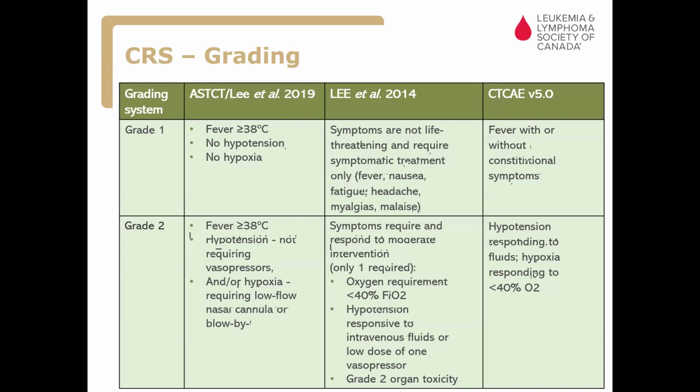Going to our next CRS grade, grade 2 includes a fever or a temperature of equal to or greater than 38 degrees Celsius, as well as the presence of hypotension, but this hypotension does not yet require vasopressors. In addition, this may include or not include hypoxia, which requires only low flow oxygen by nasal cannula. So grade 2 is a fever plus hypotension plus or minus hypoxia.